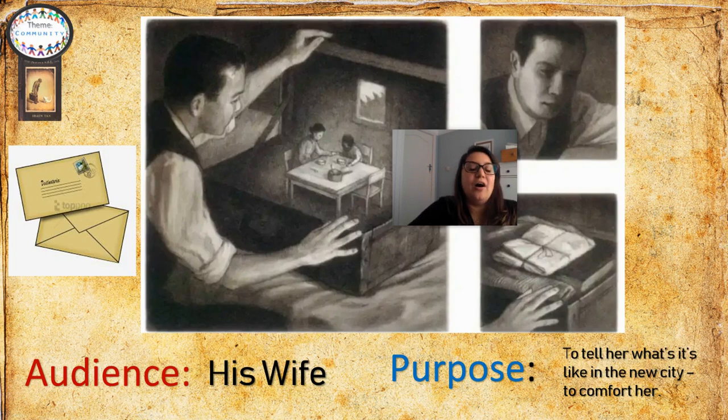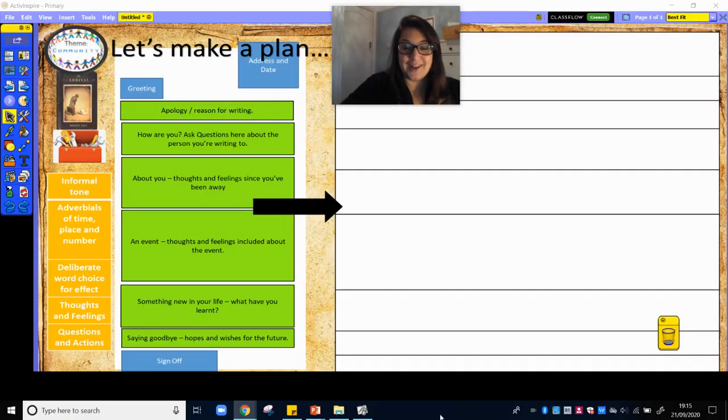Let's think about how our letter might pan out. Let's make a plan. We've got at the side here everything that we need to help us. We know the headings for each of the parts of our letter. We've got all the boxes here that tell us what we need in each section of our letter. We've also got our toolbox over here with all of those skills that we've been working on.